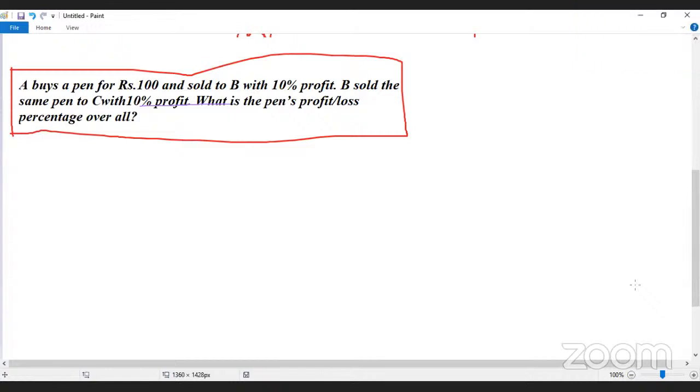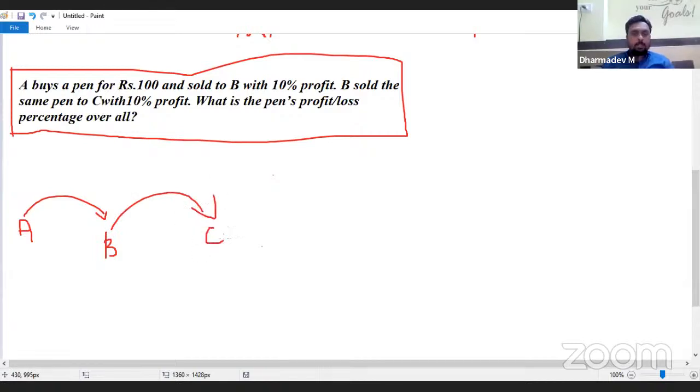So he buys a pen for 100 Indian rupees and sold. If you got your answer, you can make it in the chat.